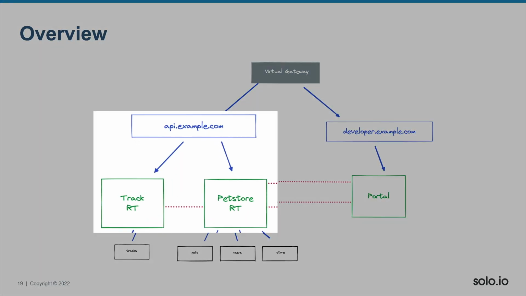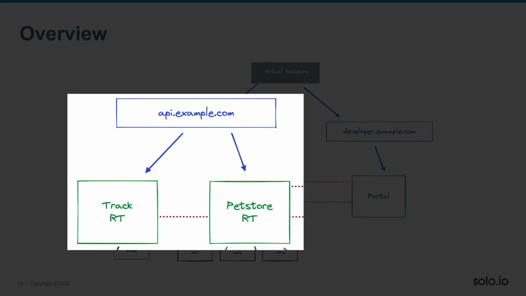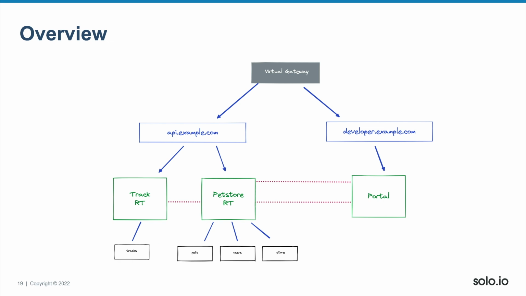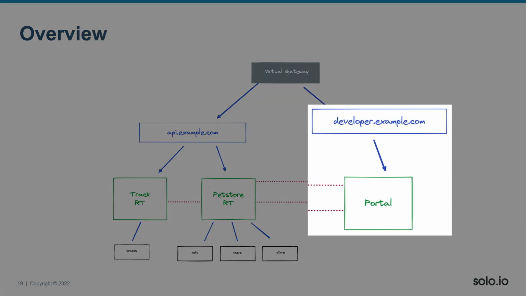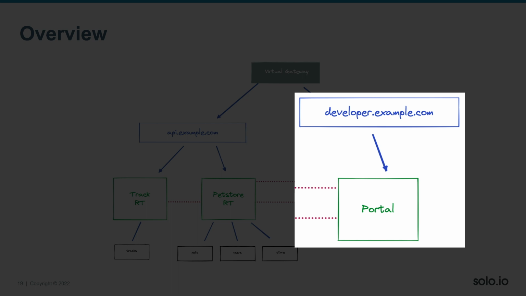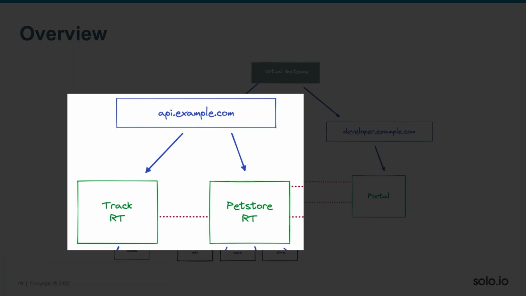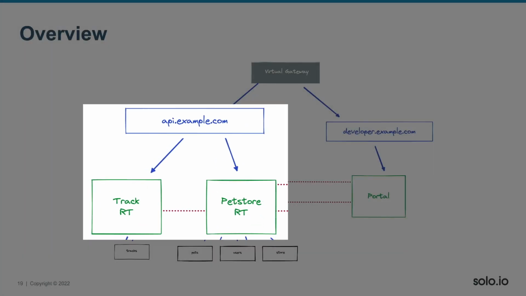We use the concept of delegated route tables to expose a single host or domain for the API and use delegated routing to route to individual APIs under that domain. We can expose the developer portal on the same host as our APIs, but this can also be a different host. In this demo, the developer portal and API are exposed via different hosts: developer.example.com for the developer portal and api.example.com for the APIs and API products.